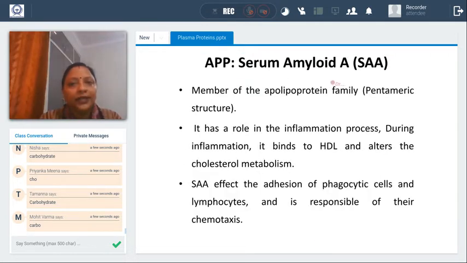Another APP is serum amyloid A, also called SAA, a member of the apolipoprotein family. We will study it later. It has a pentameric structure and has a role in the inflammation process. During inflammation, it binds to HDL and alters cholesterol metabolism. SAA affects the adhesion of phagocytic cells and lymphocytes and is responsible for their chemotaxis.